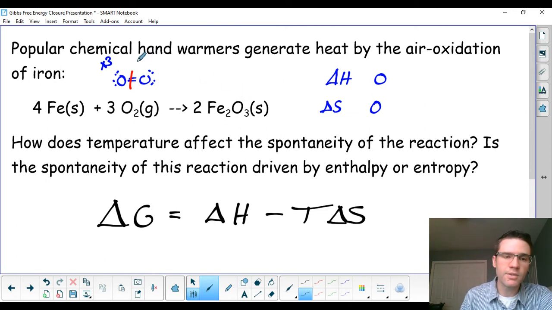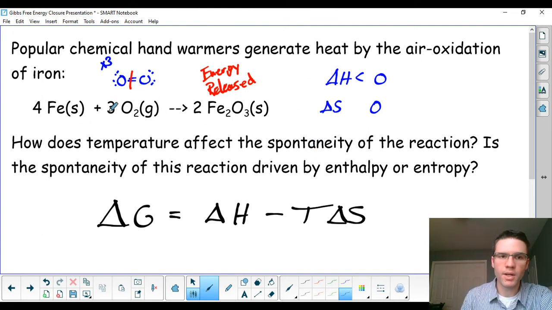So bonds breaking requires energy, but bonds forming is going to release energy. So we're going to release more energy here from bonds being formed than from bonds broken. And if energy is released, that means our delta H is going to be a negative value. It's an exothermic chemical reaction. And if you go back a couple slides, this one, it was an exothermic chemical reaction.